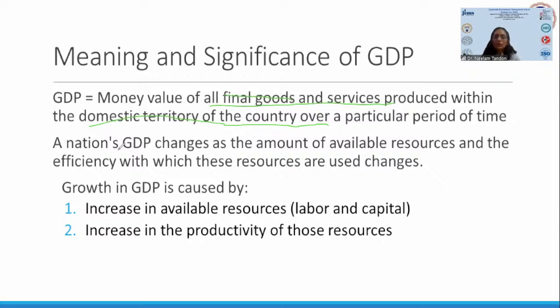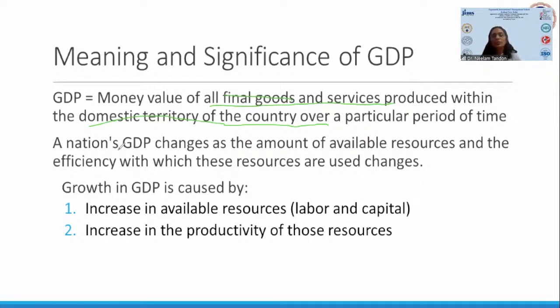Number two, how GDP of the country will increase. GDP of the country will increase over the period of time with increase in labor or maybe increase in capital, and at the same time, increase in productivity of labor and increase in productivity of capital. How can you increase productivity of labor? By making them more skilled, trained. And capital you can increase by enhancing the technology. So that is how GDP of the country will increase.